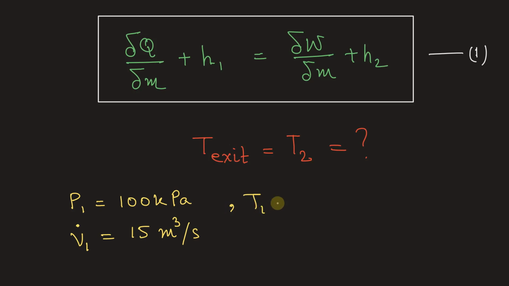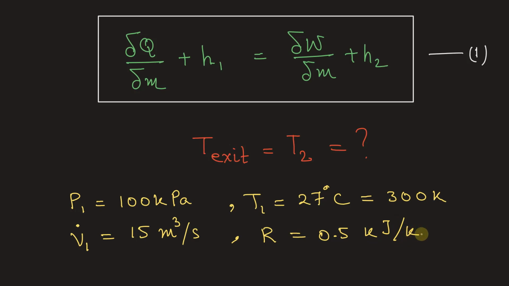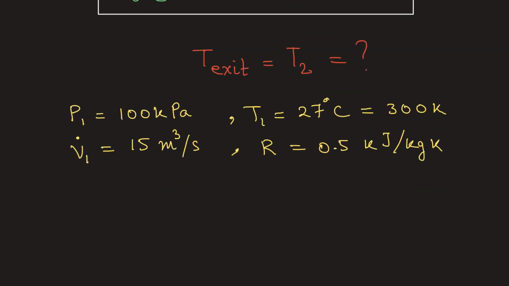The inlet temperature is 27 degrees Celsius, and in Kelvin it will be 300 Kelvin because we add 273 plus 27, so we get 300. The value of gas constant for this problem is given as R is equal to 0.5 kilojoule per kg Kelvin. Also it is given in the problem that the gas behaves as an ideal gas. So we have the ideal gas relation PV is equal to MRT.